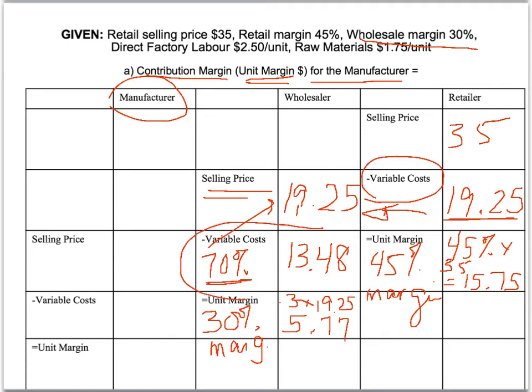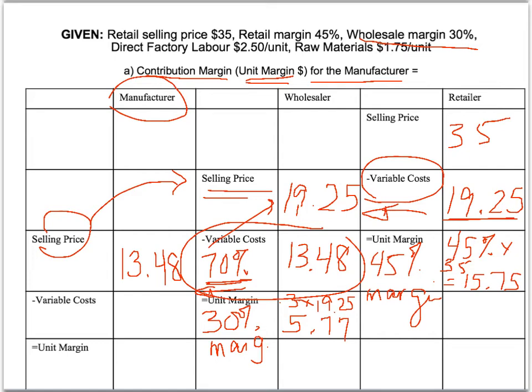Okay, so again, I'm not worried about this on the test. I'm not worried about a penny. It doesn't matter. So you take your variable costs for the wholesaler, you flip those over to the selling price for the manufacturer. We sold it to the wholesaler for $13.48, therefore that's the wholesaler's variable cost.